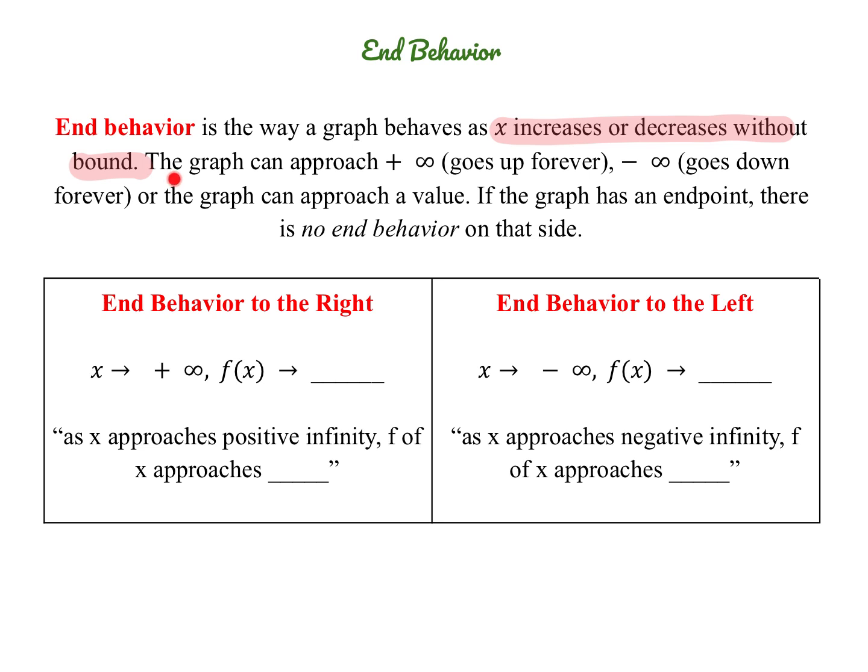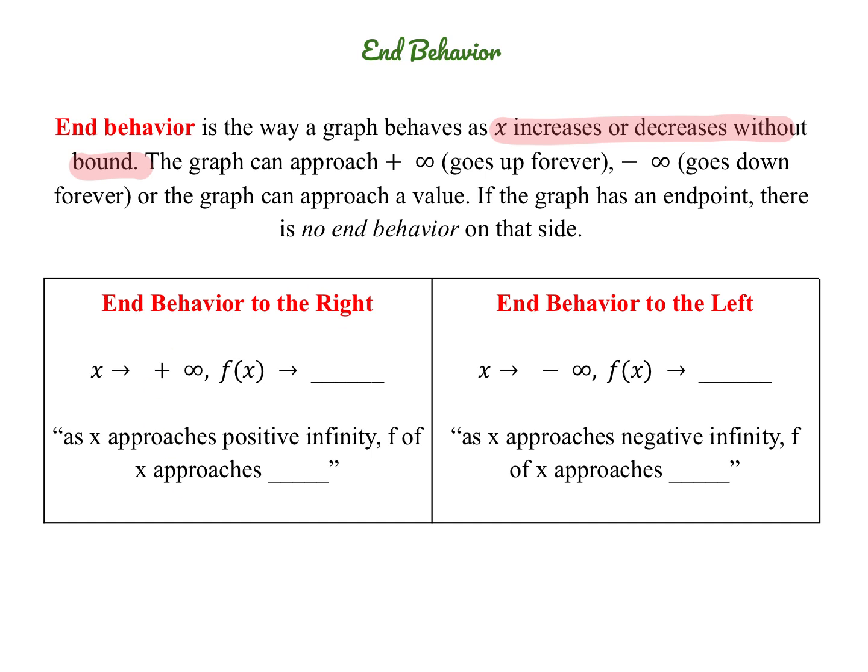So with end behavior, your graph can go up forever, which means it would approach positive infinity. Your graph can go down forever, which means that it can approach negative infinity, or your graph could actually approach a value. And please note that if your graph has an endpoint rather than an arrow at the end, it technically does not have end behavior on that side. So you could just write no end behavior.